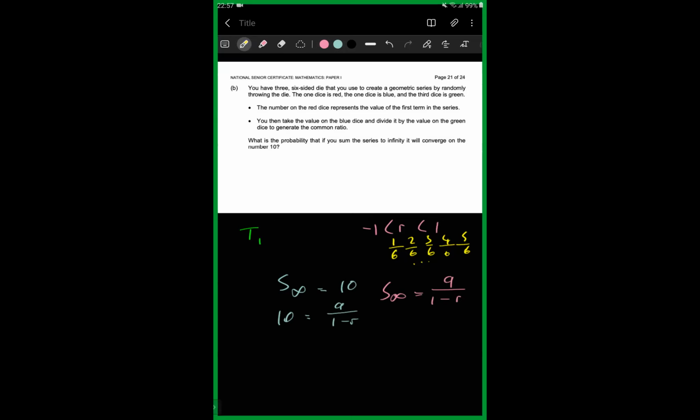So if they ask what is the probability that the sum to infinity of the series will converge on the number 10, we have to find out that a has to be a certain number, and then r has to be a certain number also. But the one thing we know is that a can only be one of 6 numbers. R can be multiple values, but let's see what we can do.